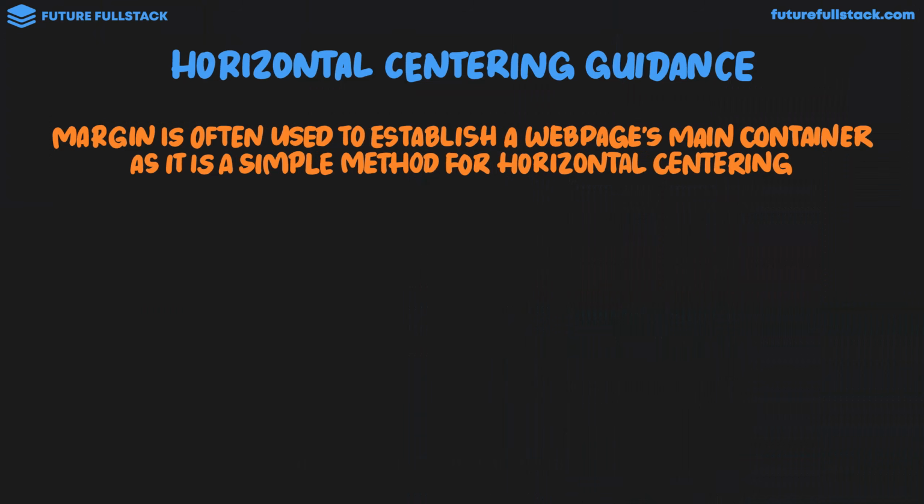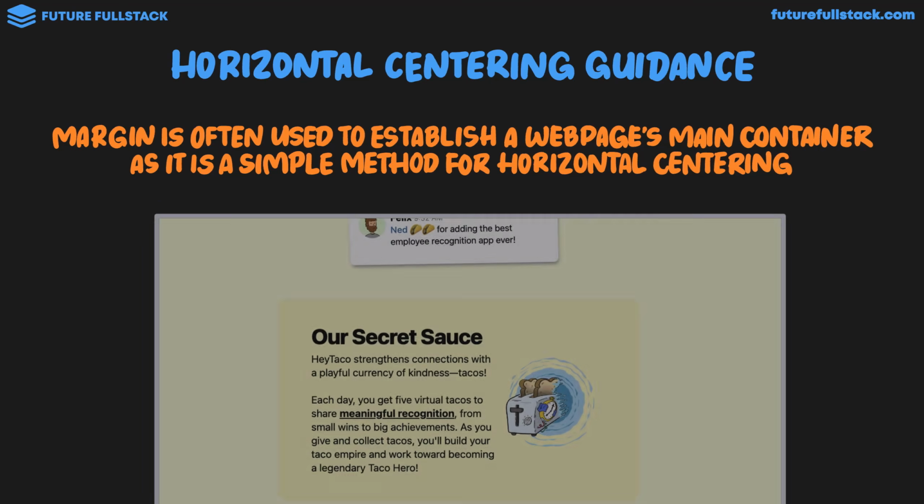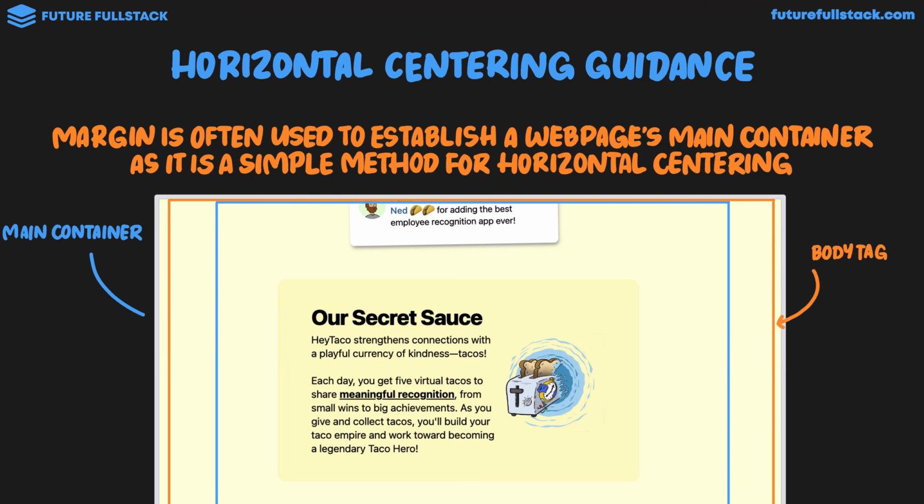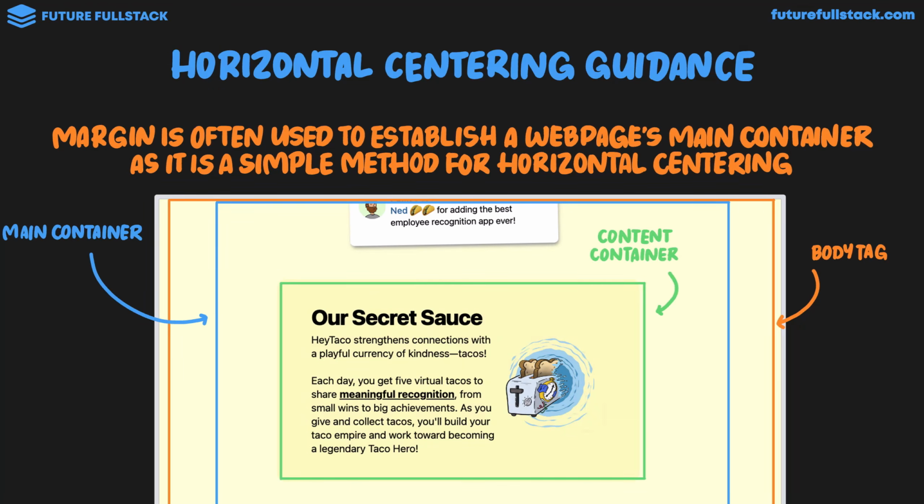Now, using margin to horizontally center is also sometimes used for regular content containers. For example, on this page, we have our body tag, we have our main container, which we've seen is centered by using margin, but we can also use margin a second time inside the main container to center elements like this card. This card, which is a content container, would be inside something like a div, and the margin property is being applied both to the main container and to the content container. So let's go check this out.